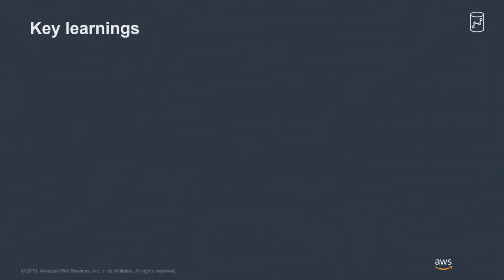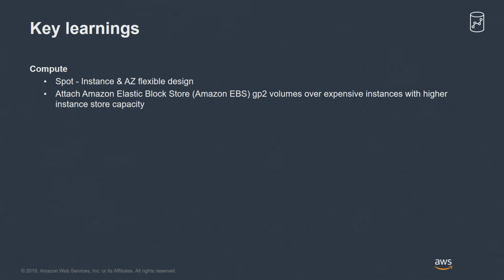So some of the key learnings from here. From a compute side, if you are leveraging Spot instances, make sure that you don't statically map to AZs, because different availability zones have different capacity, and that keeps varying. So if you just statically map to one particular AZ, there is a possibility that you may not have the capacity that you need. So keep that flexibility in your architecture whenever you're designing it.